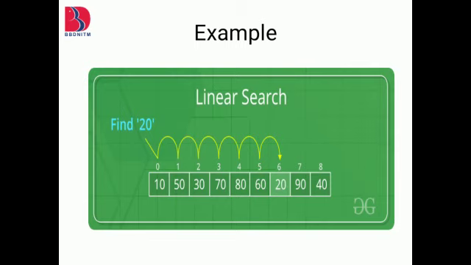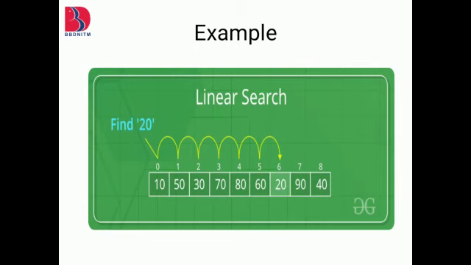Now if we want to search 20, this linear search will search sequentially. It will first check the value at position 0, then 1, 2, 3, 4, 5, 6. Finally it has been found at the 6th position. That means the search is successful.